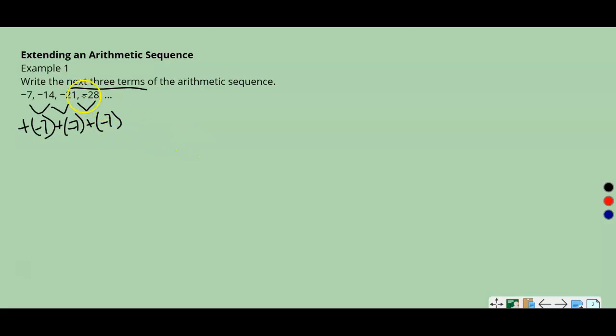So your next 3 terms would be to add -7. So my next term would be -35. And then if I add -7 again, I would have -42. And if I add -7 again, I would have -49. And you could continue that pattern as far as you need to, but it says to write the next 3 terms. So that's what we did.